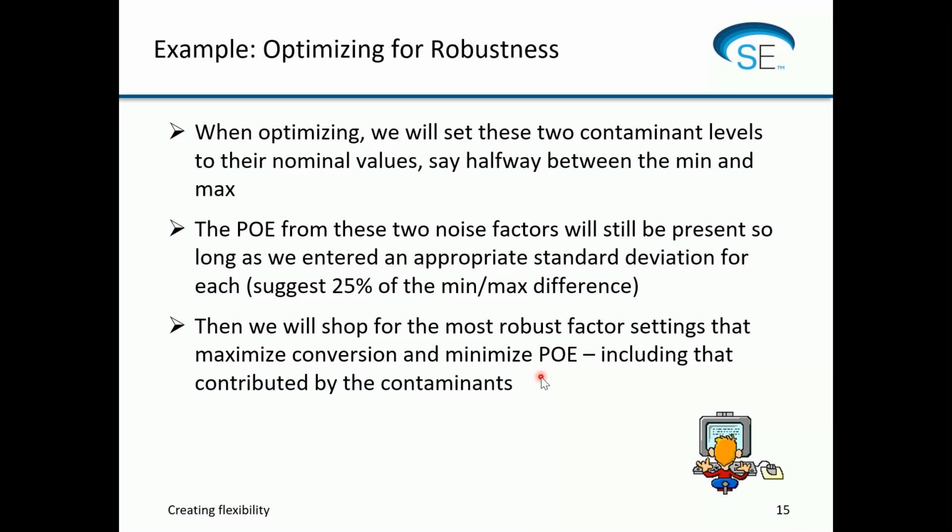Then what we're going to do is shop around for the most robust process factors that maximize the conversion and minimize the propagation of error, including that contributed by the contaminants. So let's go into that one and see how we do it.